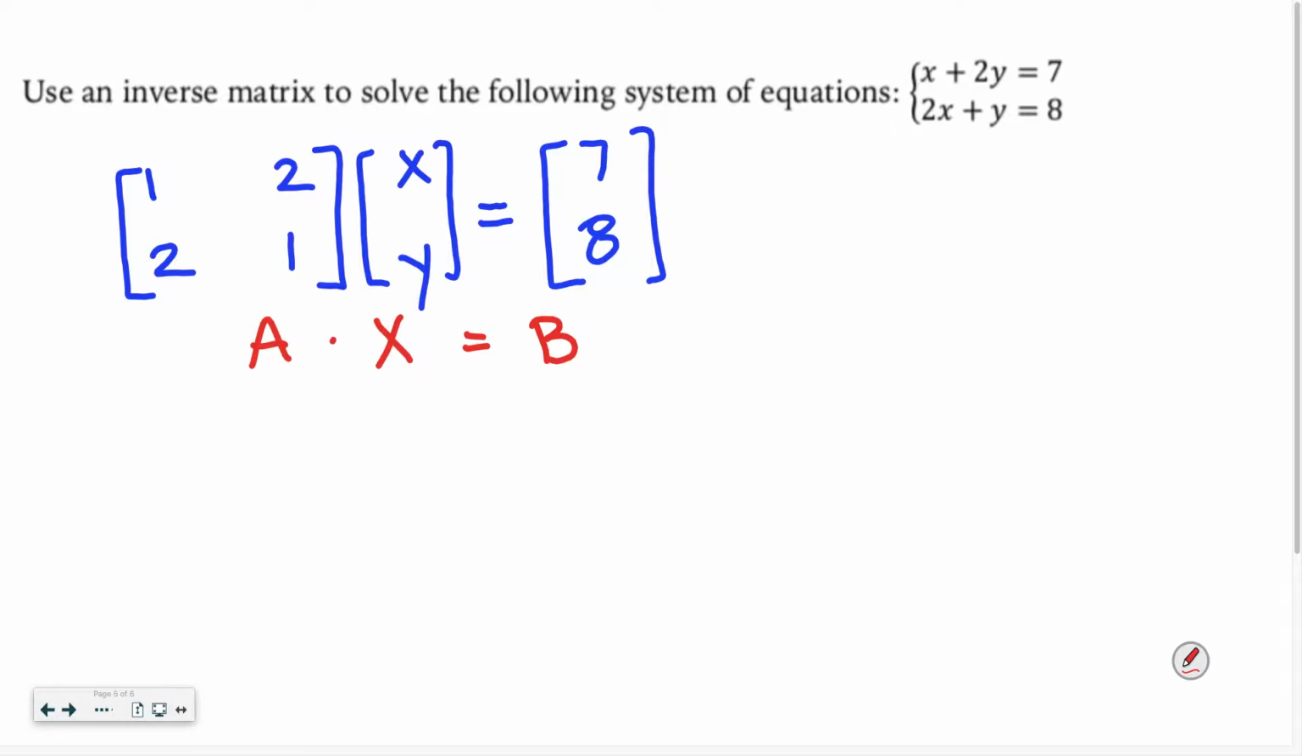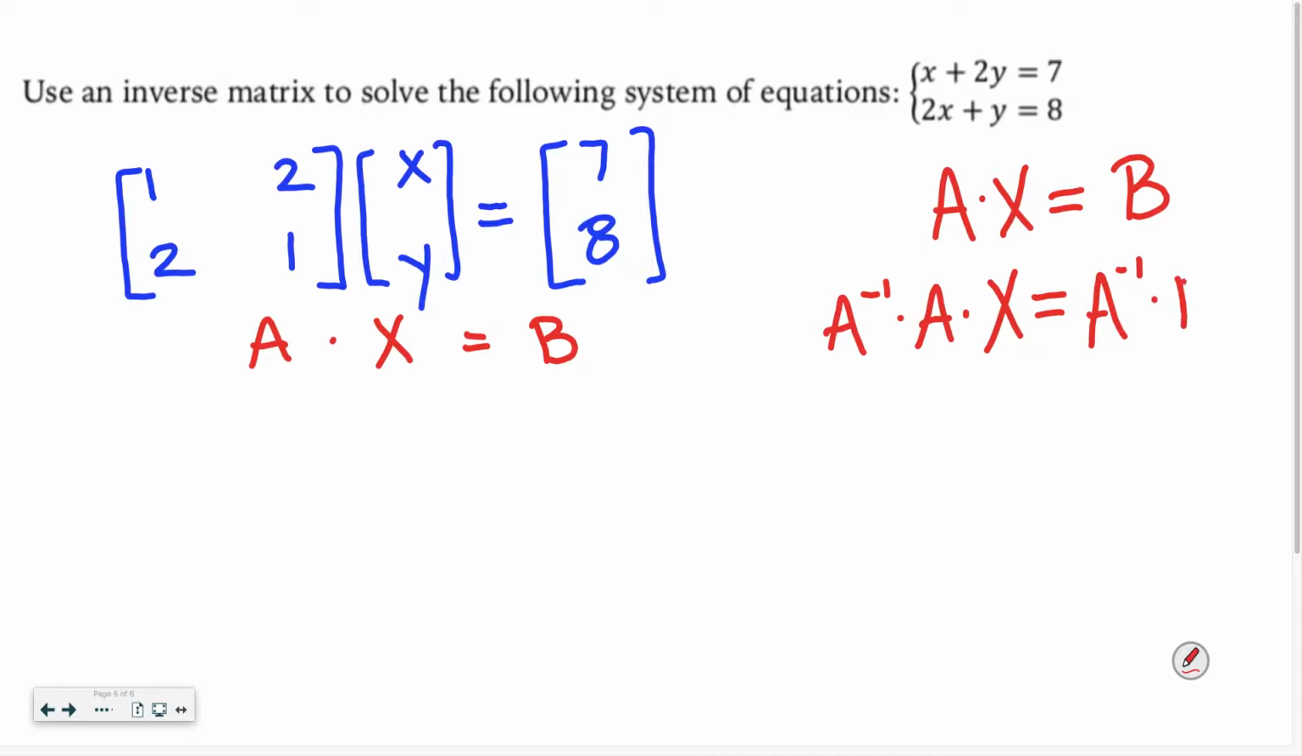Okay, have we talked about dividing by matrices? No, that's not a thing. Okay? However, dividing and multiplying are inverse operations. Would you agree? So instead of dividing, we can take A times X equals B, and if we want A to leave, what could we multiply A by? A inverse. We know that A inverse times A is the identity. Well, if we multiply A inverse to one side, we have to multiply it to the other side.